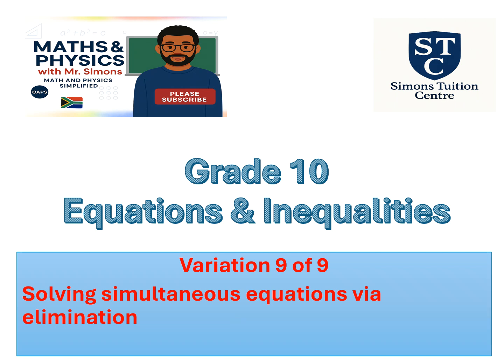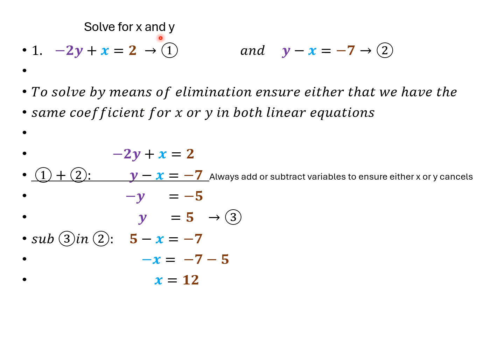Right, so what do I mean with that? I give you two equations, simultaneous, right? Whenever we say simultaneous, we have two unknowns. You see there, we have x and y, two different variables. So equation 1 reads minus 2y plus x equal 2. I have y, which I don't know what it is, and x, which I don't know what it is. So therefore, I have two variables. The other one: y minus x equal negative 7. There again, I have two unknowns.